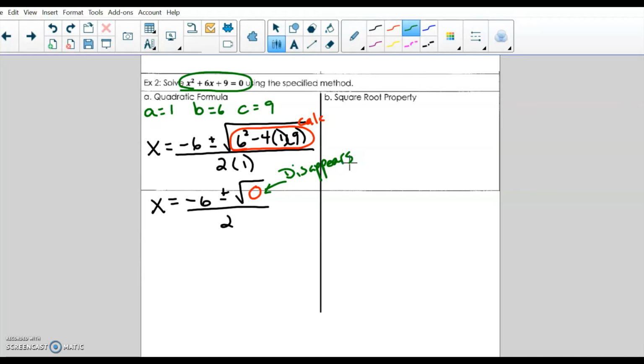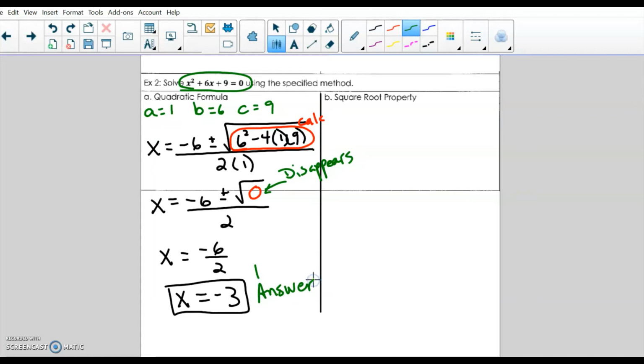Because the square root of 0 is 0. And so we end up with x equals negative 6 divided by 2. So x equals negative 3. And that one only has one answer, which tells us that that only crosses the x-axis in one place.